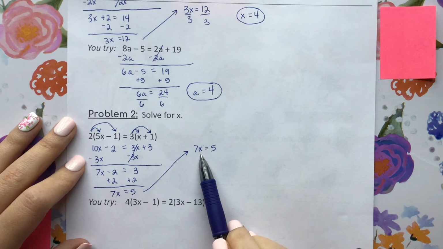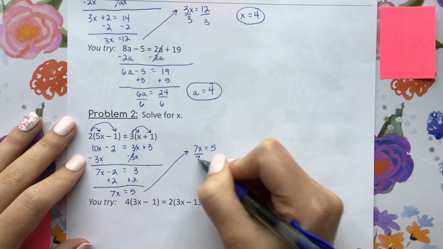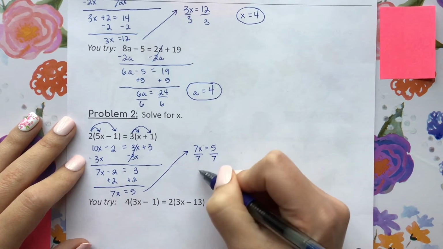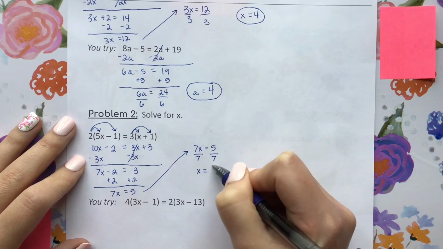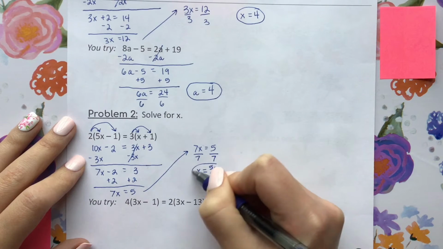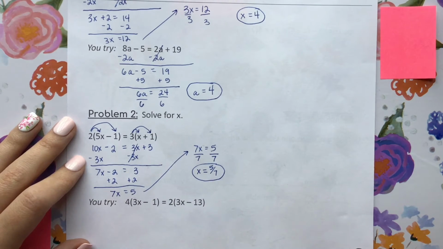7 times x is what this means, so I need to do the opposite, which is division. So divide by 7, divide by 7. X is equal to, just leave it as 5/7. There's no need to turn it into a decimal, especially when the fraction is already simplified for us.